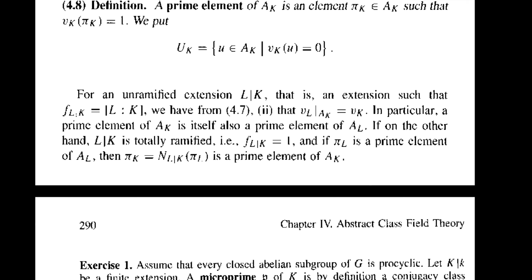Okay, anyway, a prime element is defined this way. For an unramified extension, that is the extension such that this, with the definition of unramified extension we have from 4.7, they have the same valuation. It sounds very nice because it's unramified. Same valuation is reasonable. In particular, a prime element of A_K is itself also a prime element of A_L, because they have the same valuation map, hence the valuation morphism.